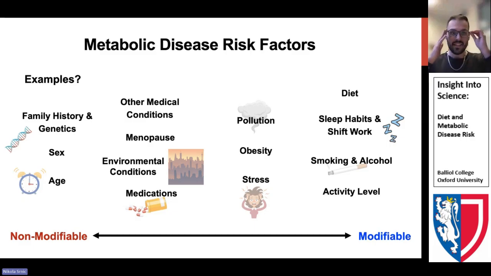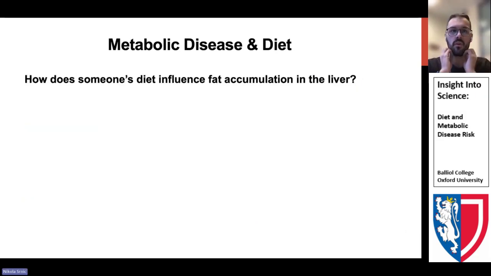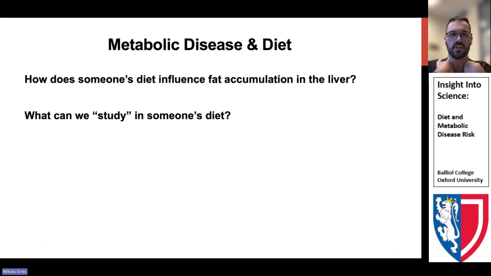So this is kind of the end of the broad disease risk factor portion of the talk. Going forwards, we're going to just discuss for the rest, mostly the effect of diet. So we want to know how someone's diet influences their risk of fat accumulating in the liver. And the next question I'm going to ask you briefly is, how do we study someone's diet?